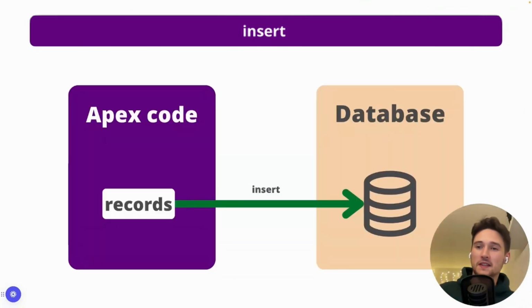Insert. So insert is the simplest one, right? Because insert doesn't require you to get anything from the database. It's only one direction. With the insert, you're taking something that you create in the Apex code, and you basically send it, or you can imagine that you throw it into the database.